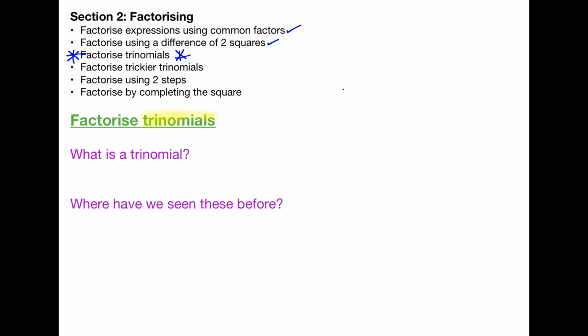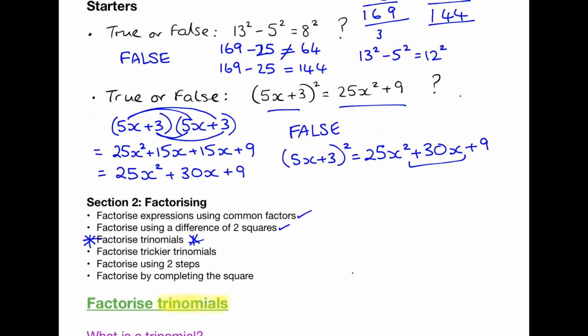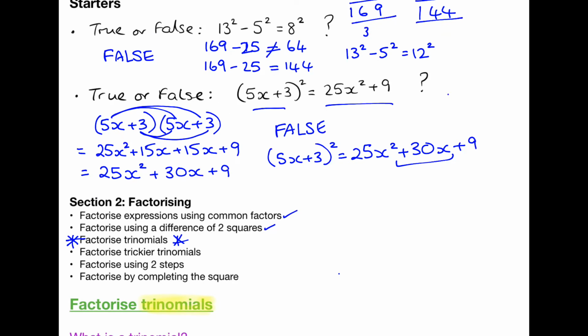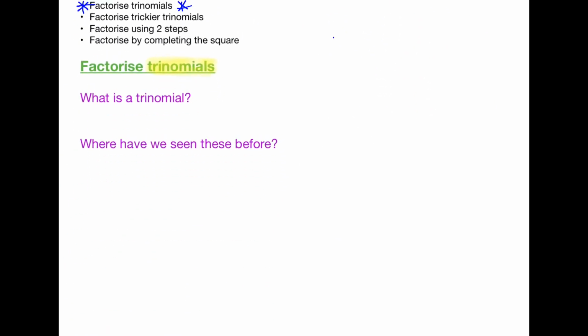So trinomial, this word here. A trinomial is the result of multiplying two brackets together, usually that have got two things in them. So if we have a look at what we've already seen today, this that we ended up with here, this is a trinomial. Okay, a trinomial, so we've got the word tri in there. So tri usually means 3. So a trinomial is an expression with 3 terms.